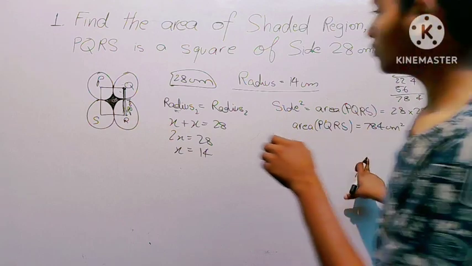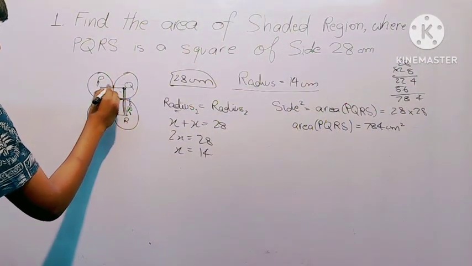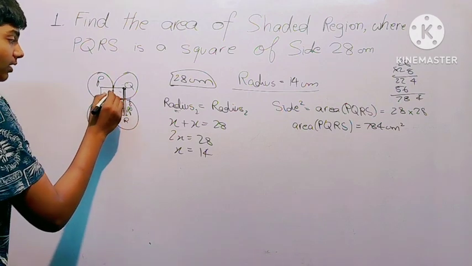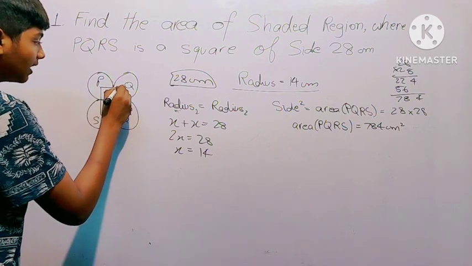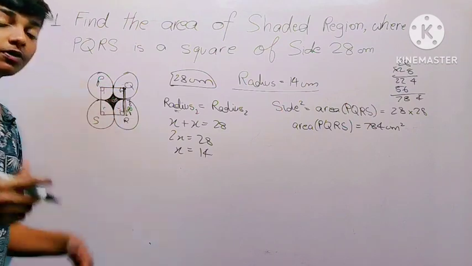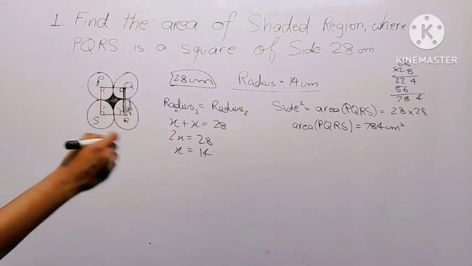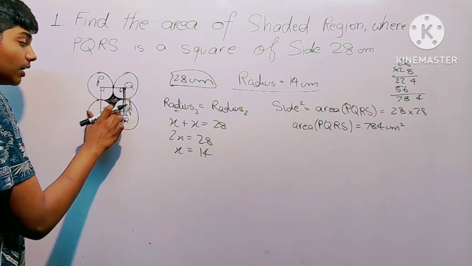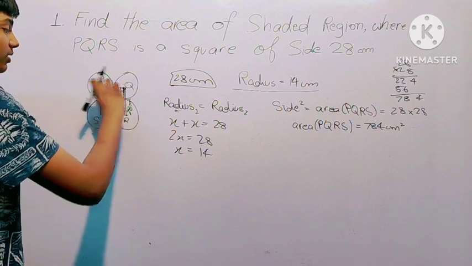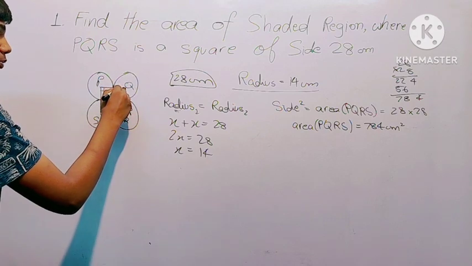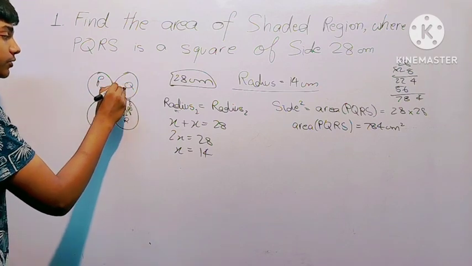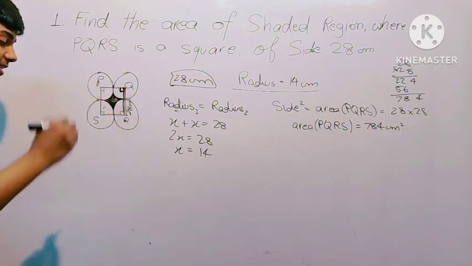Now we need to find the area of these 4 quadrants of a circle. Notice these are the quadrants of a circle, and we know that quadrants of a circle have the angle 90 degrees. How do we know that these are the quadrants of circles? Because we have a square, and we know that a square has an angle of 90 degrees and it is at the center of the circle. So this would subtend 90 degrees at the center.